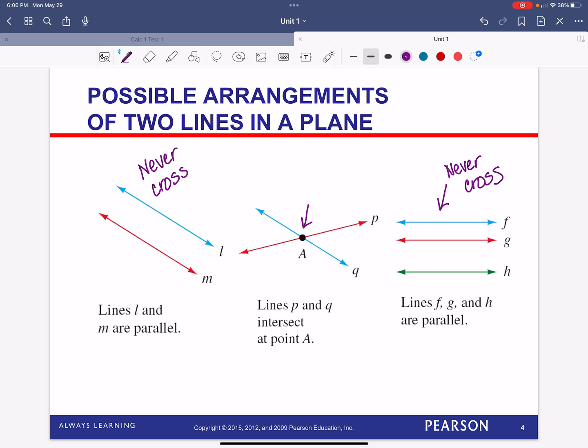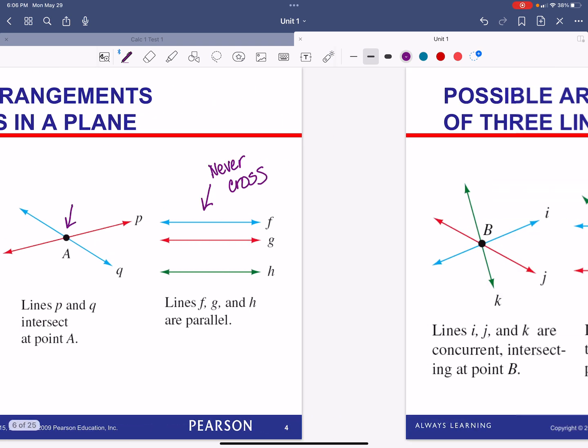Now, a plane is something that's flat. We're only talking about 2 dimensions when we talk about a plane. So a plane is a flat surface, such as a piece of paper or the top of your desk. We will talk about 3 dimensions later on, but right now we're just talking about a plane, and that's a flat surface.